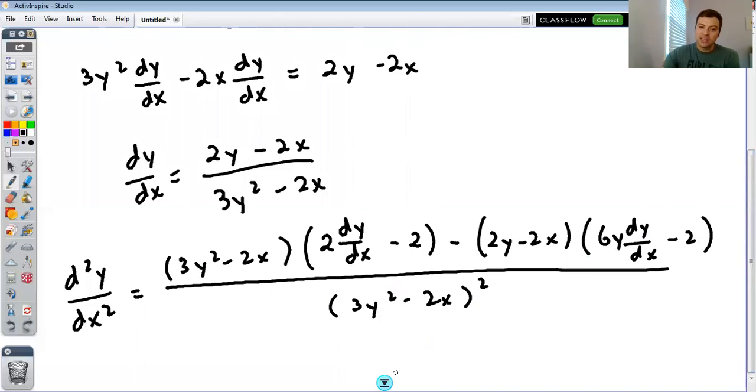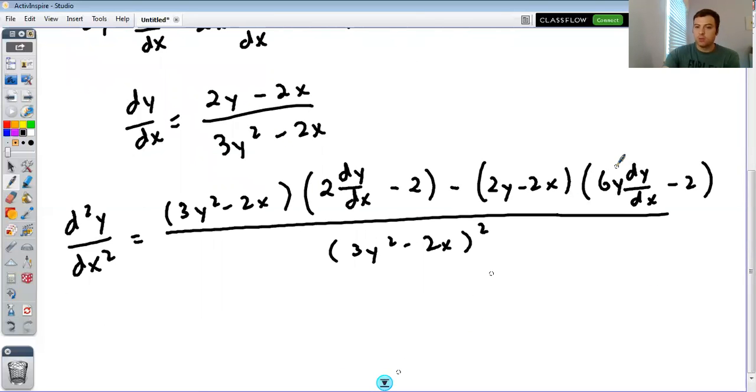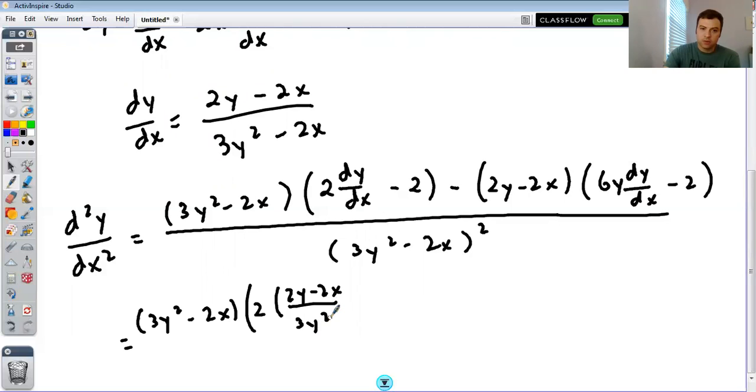Oh, now this is not in terms of x and y, and usually this problem would ask you to put this in terms of x and y. I'm not going to try to simplify it, but in order to do that, I would now go and replace every dy dx with what dy dx is. This is not a nice problem that we have going on at all. But you get the idea here.